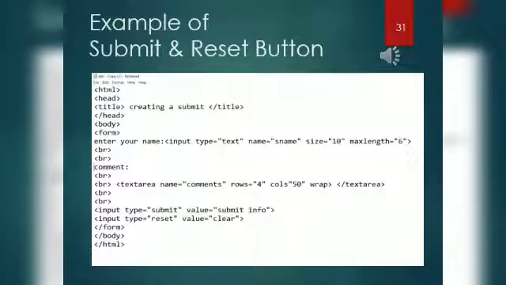This is an example of a code where we are using the reset and the submit button. If you see the last fourth line and the last fifth line, it is written input type submit, value submit info. So in my button it will be written submit info for the submit button. Input type reset, value is equal to clear. So for my reset button, I will have clear written on the button.